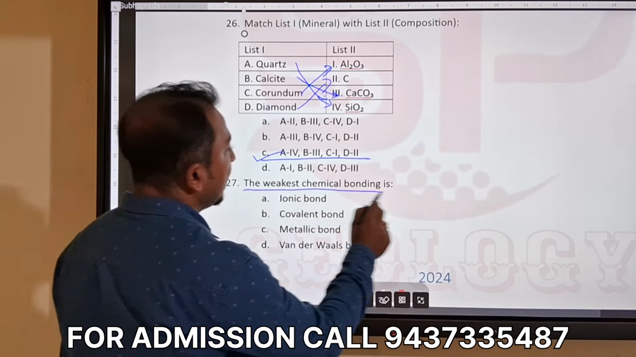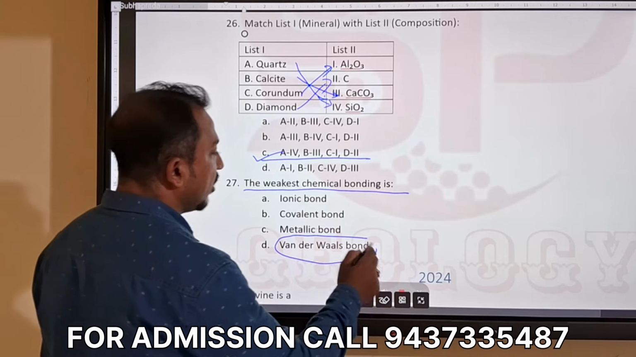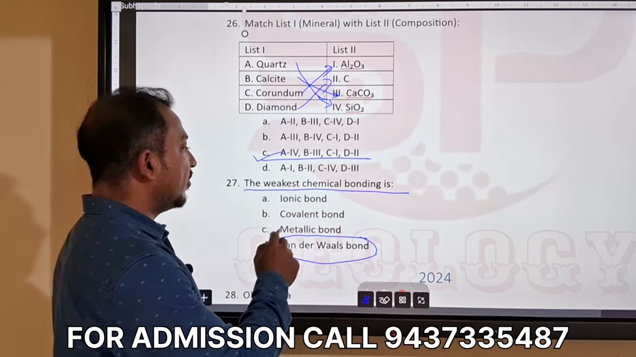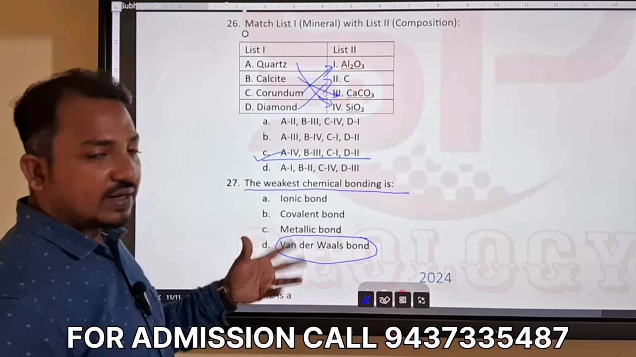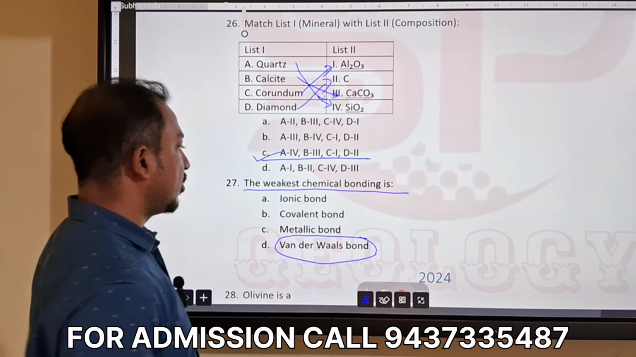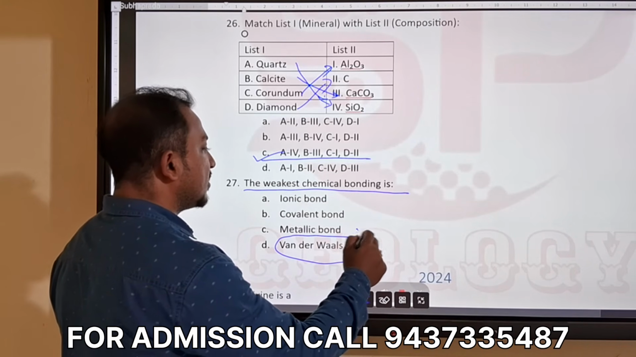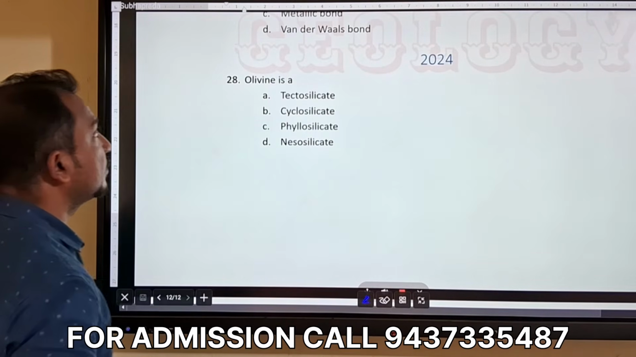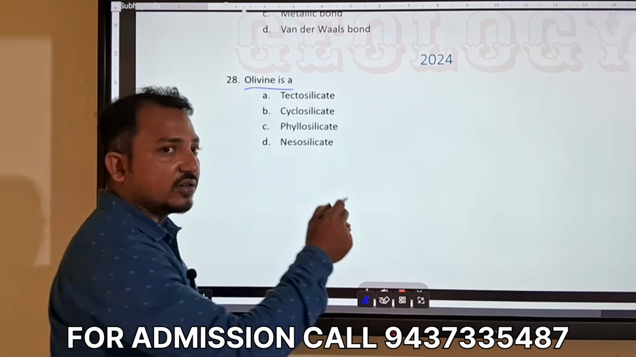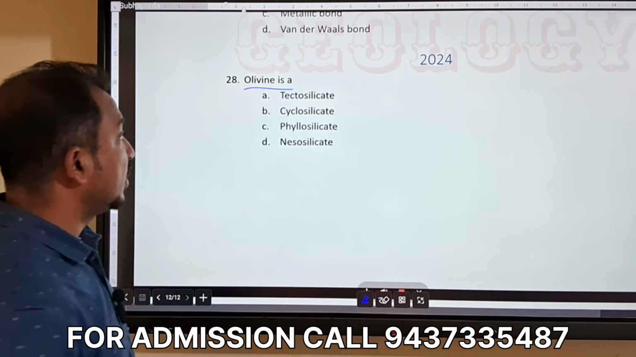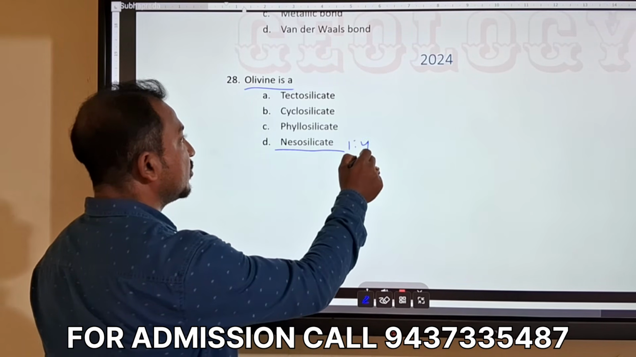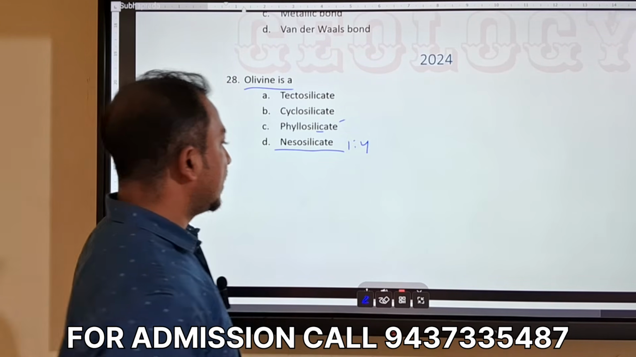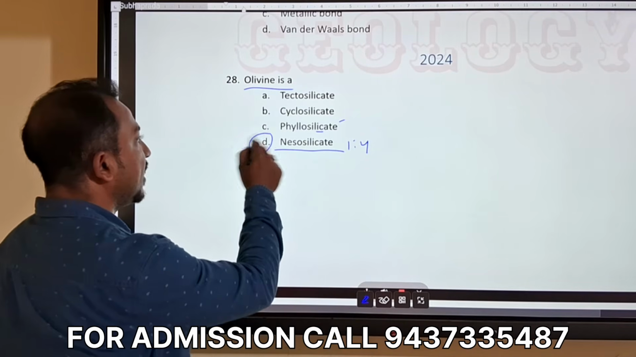Then the weakest chemical bonding. The van der Waals bond is the weakest chemical bond, whereas covalent and ionic are stronger bonds. Metallic is also a stronger bond. The van der Waals bond is the weakest chemical bond. When it comes to olivine, we have discussed it earlier. Olivine belongs to nesosilicate structure, ratio 1:4. Also we have discussed all these types of silicates and their examples and their silicon oxygen ratio. So here the answer will be nesosilicate.